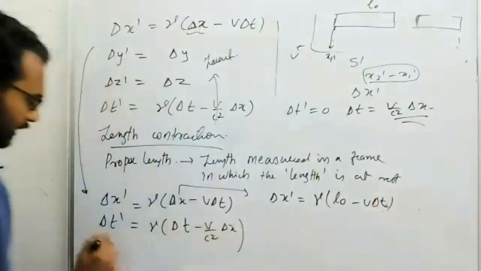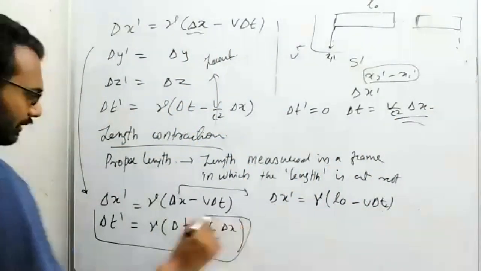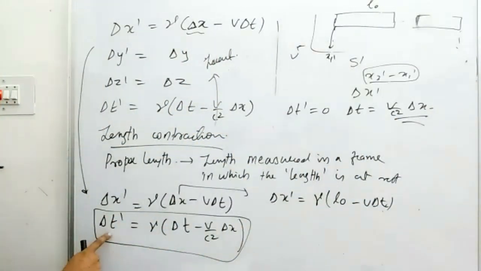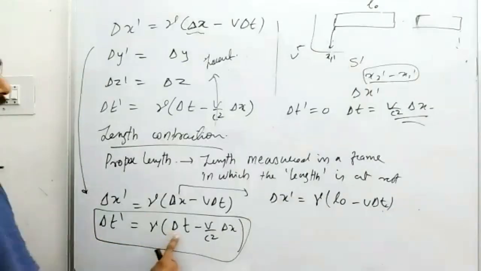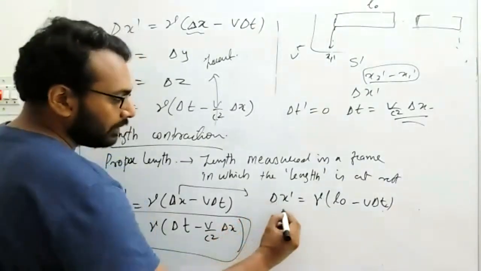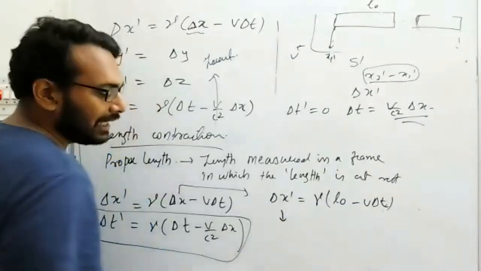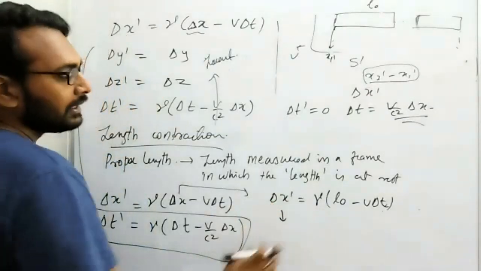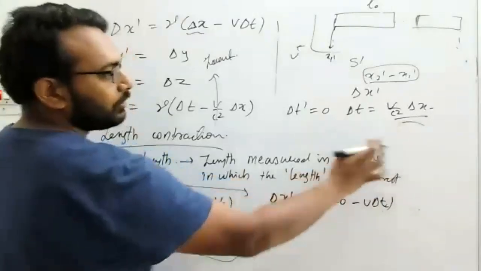From this equation, you see that because you are taking the coordinates at exactly the same time, you have to take delta t prime equal to 0. That means delta t is equal to v by c square delta x. So if this delta x prime has to be the length of the object in your frame, then this delta t has to be equal to this thing.